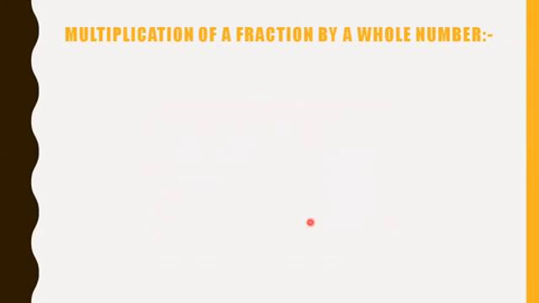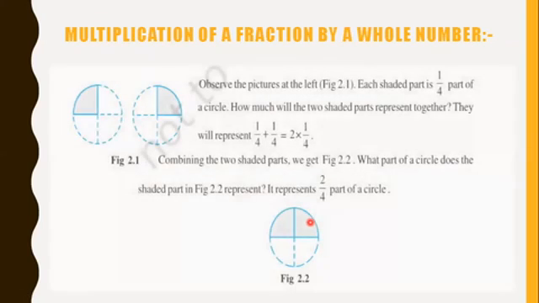Now let us see how you will multiply a fraction. First we will see multiplying a fraction by a whole number. Here you can see two diagrams. Observe the pictures at the left. Each shaded part is 1 by 4 part of a circle. This is one whole, divided into 4 equal parts. So this is half and this is half. Out of these 4 parts, one is 1 by 4 of a circle.